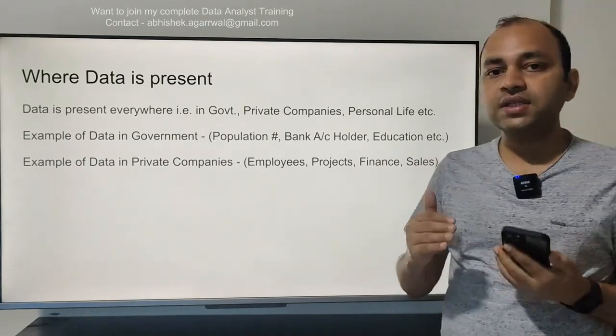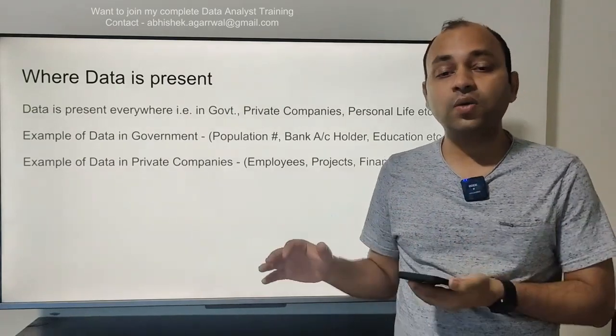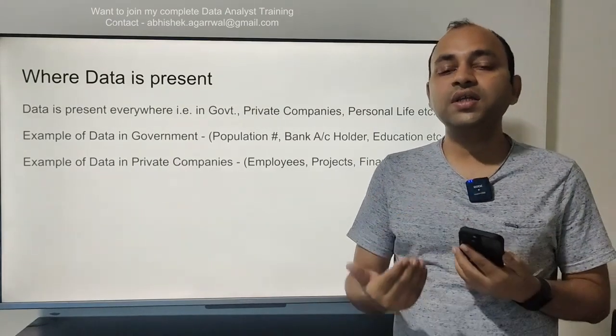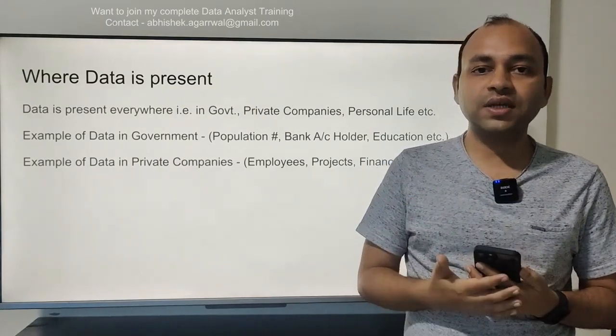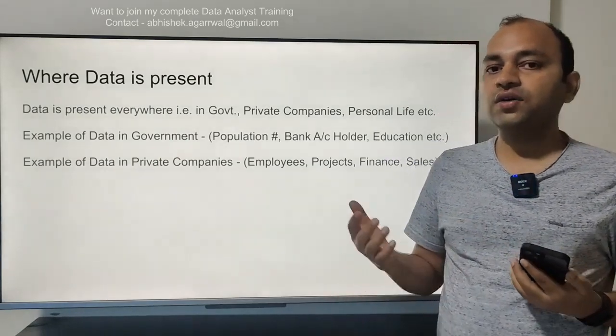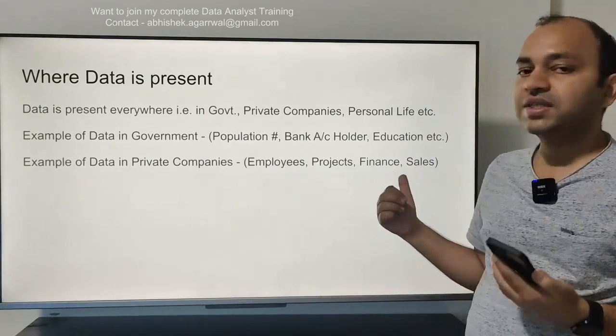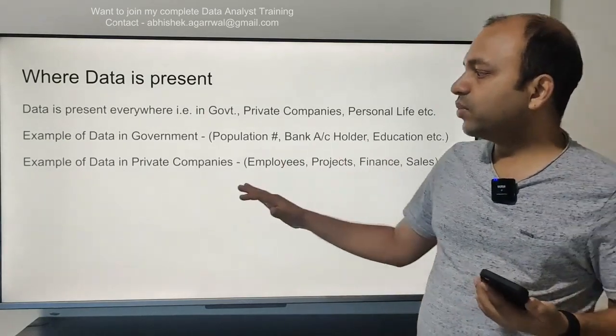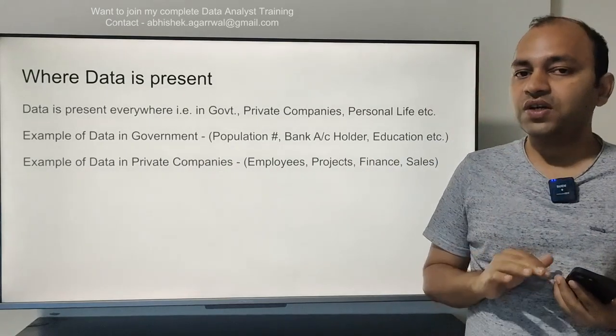So sales as an individual, standalone department has the information about how many deals they are generating, how many new customers are coming in, and that type of information. But when it comes to HR and finance, these two departments basically create the data for sales. So this is the example of data in a private organization.